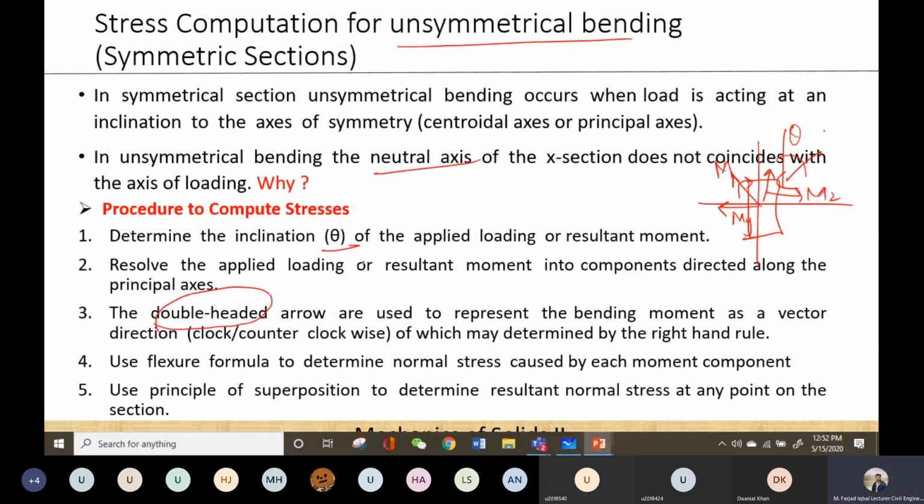Now, the double arrow will be used to represent the bending moment as a vector, just to show its direction, whether it is clockwise or counterclockwise. I will explain in the sign convention how this works, how to show the double arrow in case of clockwise and in case of counterclockwise.